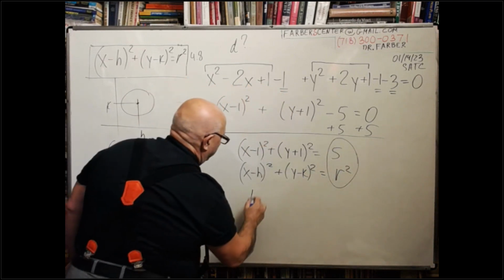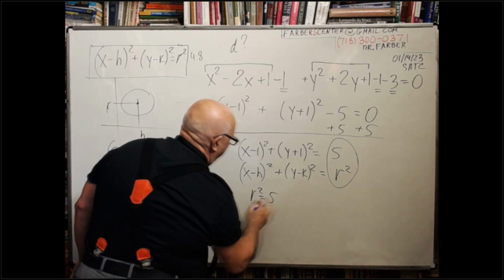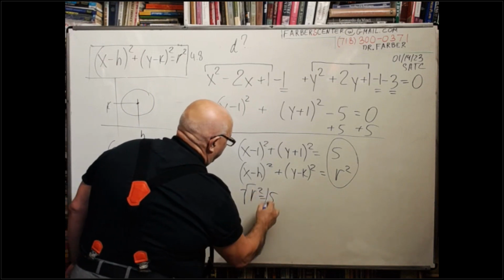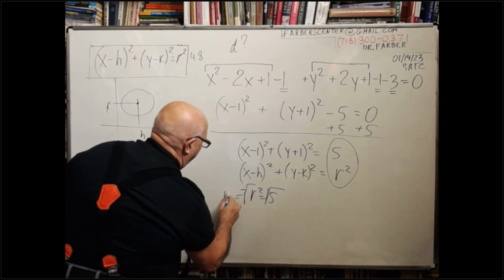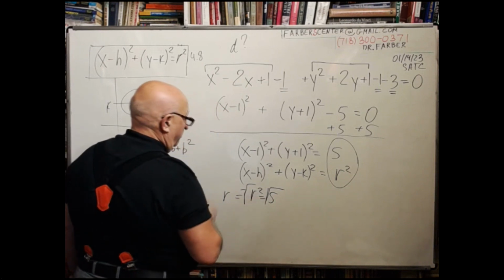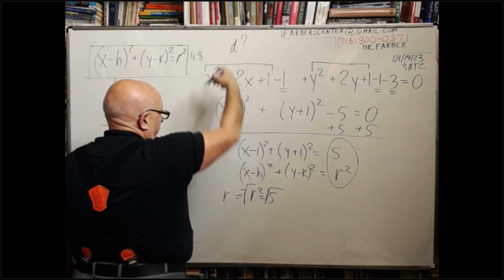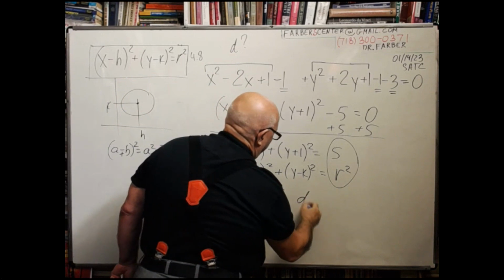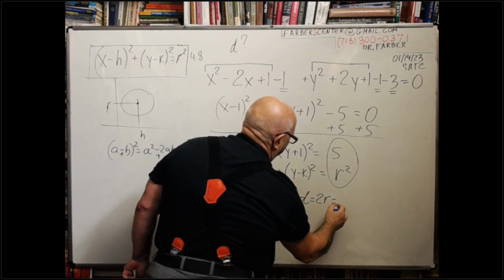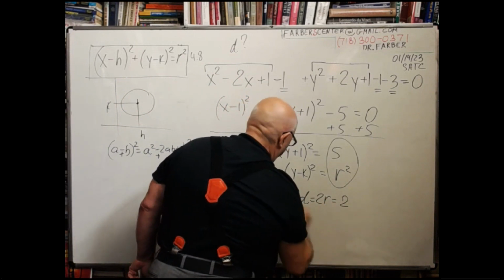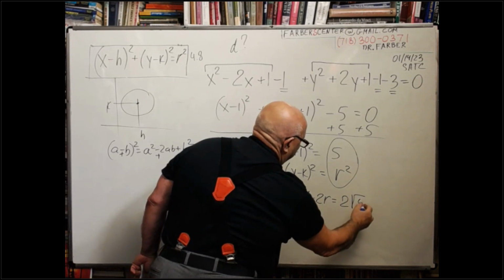So r to the second equals 5. If I take the square root of both parts, I easily get r equals square root of 5. But since they ask for the diameter, diameter equals 2 radii, which equals 2 times the square root of 5.